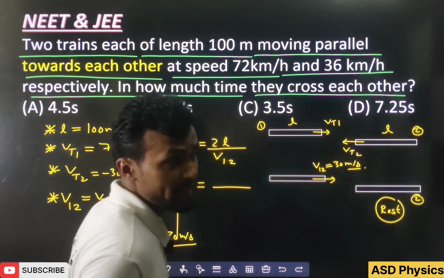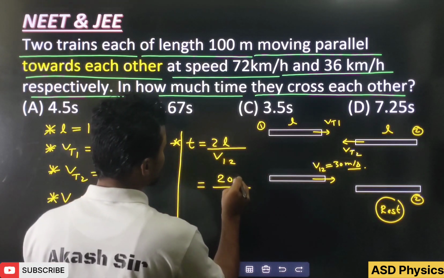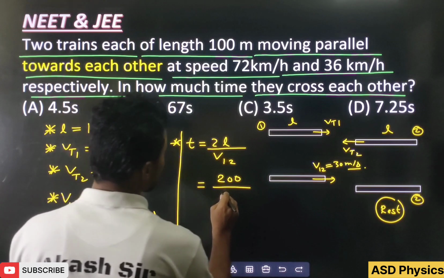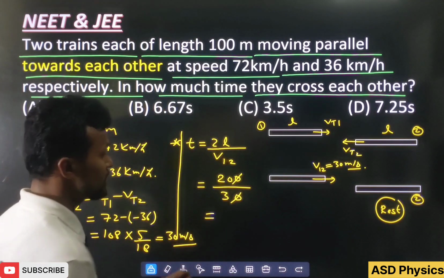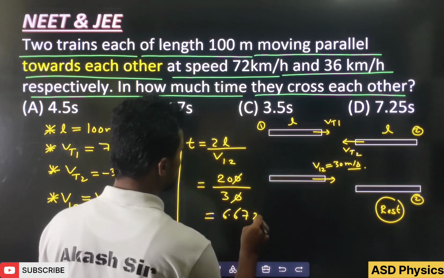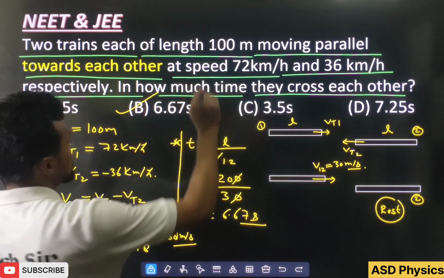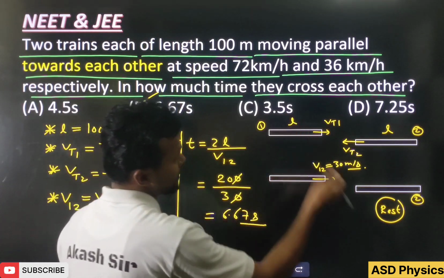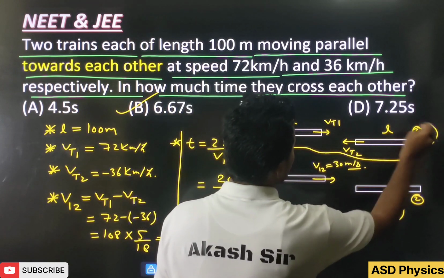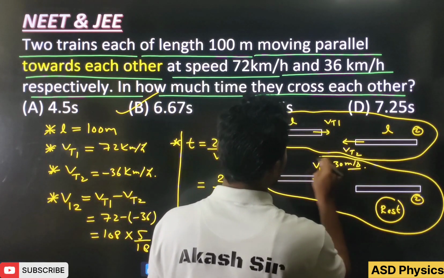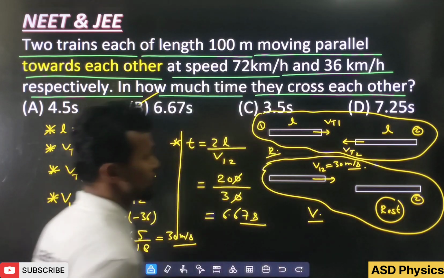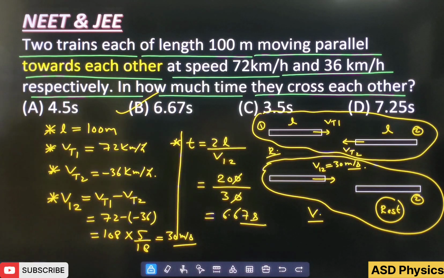One train has 100, so for 2 trains the total distance is 200. So 200 by 30, the zeros cancel, and 20 by 3 comes to 6.6 second. That means option B is the correct answer. Whenever I draw two diagrams, one represents the real situation and the other represents the virtual situation. I hope this is very clear to you.